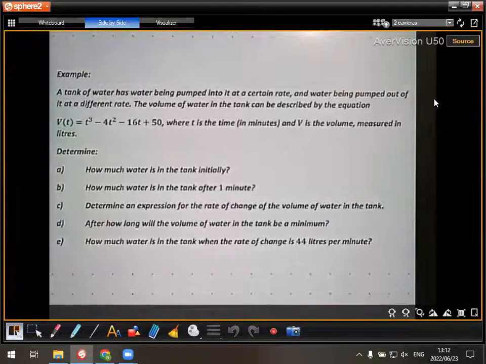So for A, they're just asking how much water is in the tank initially. Let's write down A and then we'll do that.